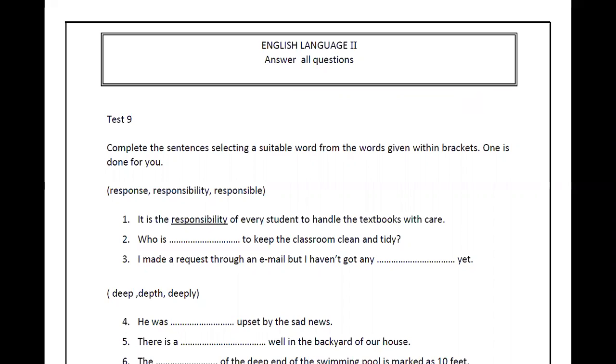One is done for you. Within the brackets there are three words: response, responsibility, and responsible. Now what's response? You might have heard, when you call someone, they would say there's no response from that person. It means there's no answer, right? So response is a noun. And then the second word is responsibility. Responsibility is also a noun.